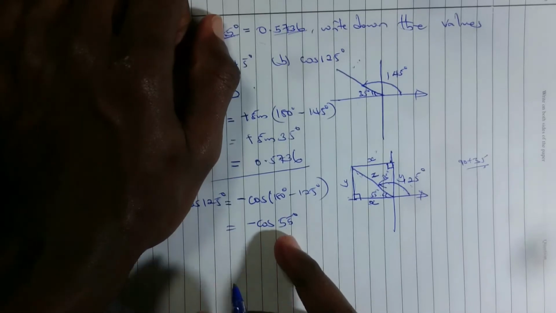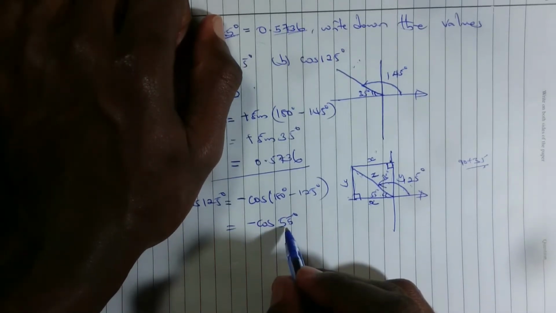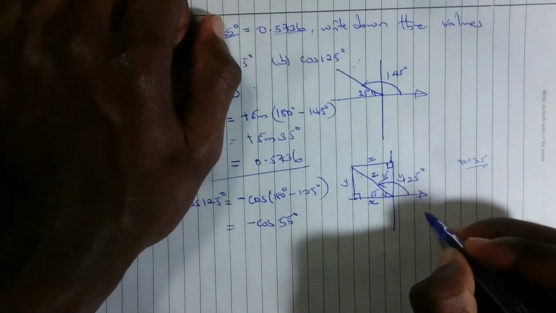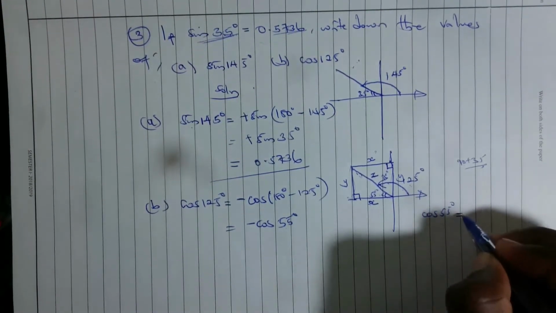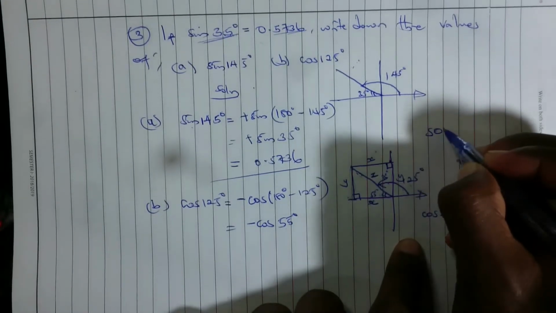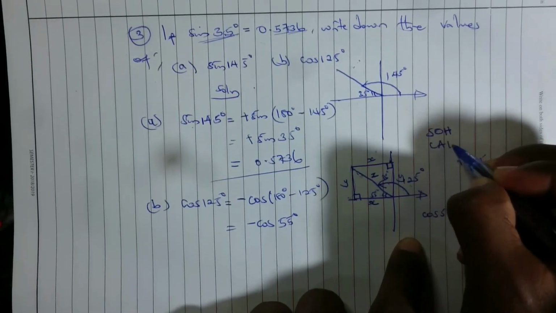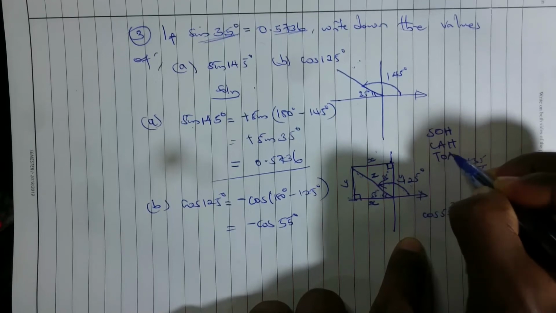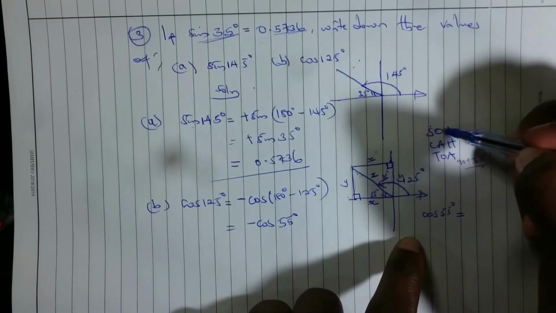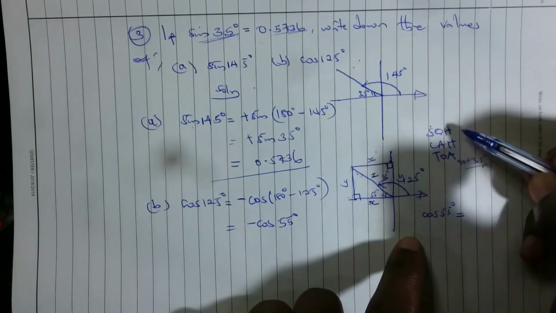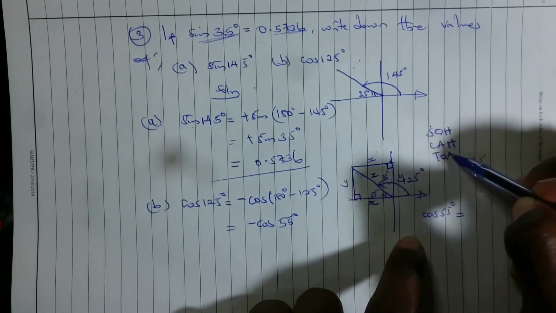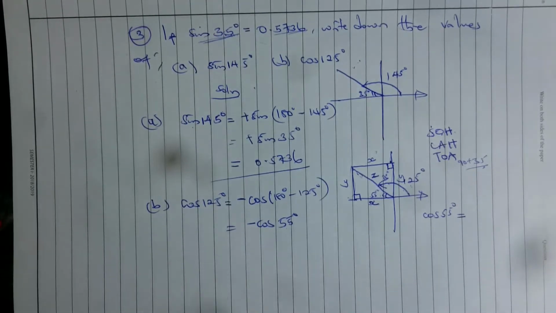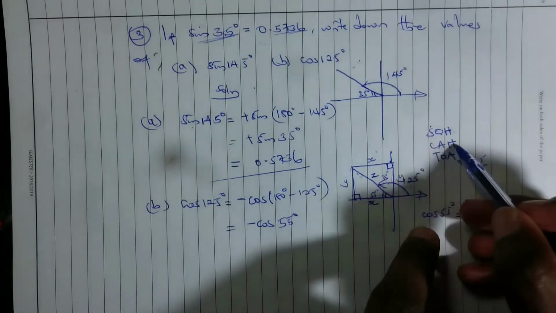So now for that case, how about our cos? Now we check cos of 55 degrees. From here, cos of 55 degrees is given by what? Remember our SOHCAHTOA from our previous video. Sine is equal to opposite over hypotenuse. Cos is adjacent over hypotenuse. Tan is opposite over adjacent. SOHCAHTOA. That's a simple way I used to memorize that. So now cos is adjacent over hypotenuse.